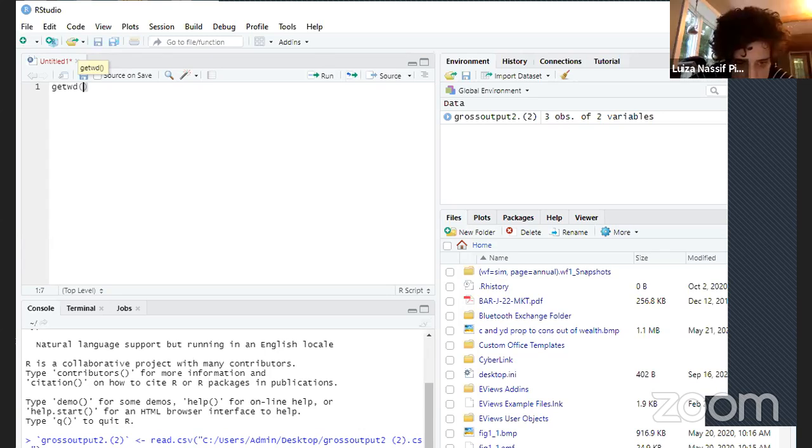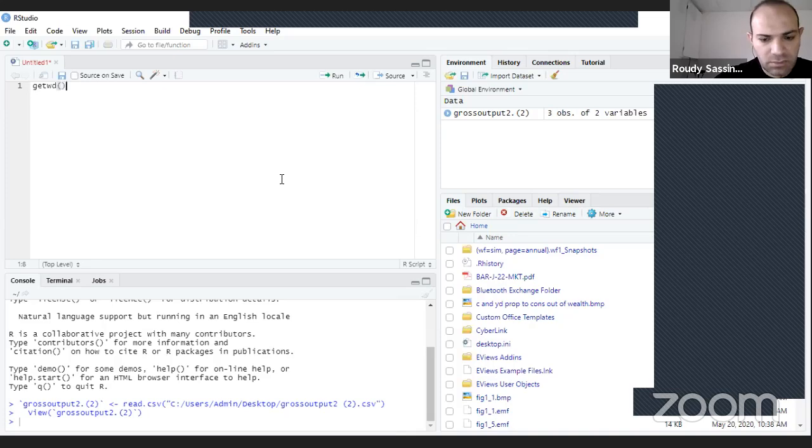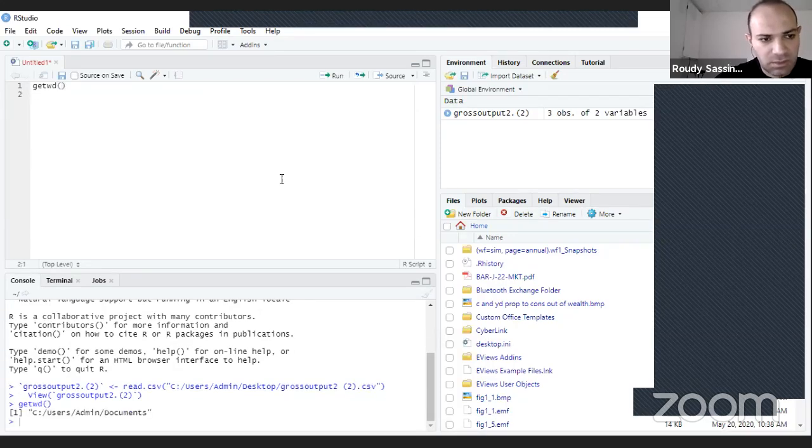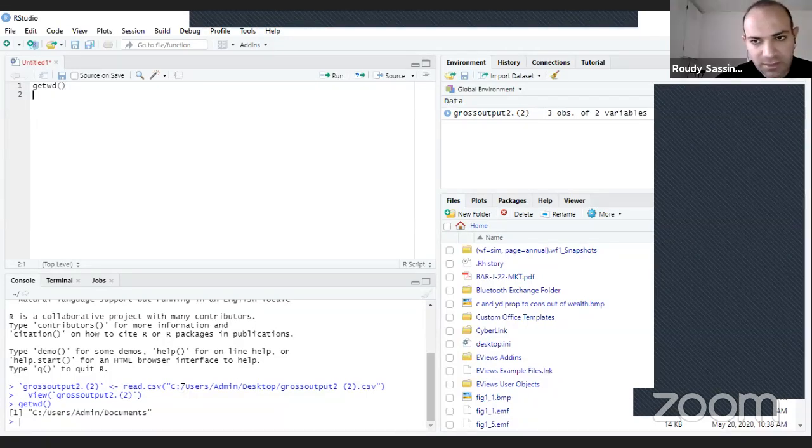Then run that line. I don't know why I'm not seeing your full console. Yeah, run that line, the getwd line. Control enter. Yeah. Okay. So right now you're set to your documents folder. Okay, they are set to my documents folder. What should I do?